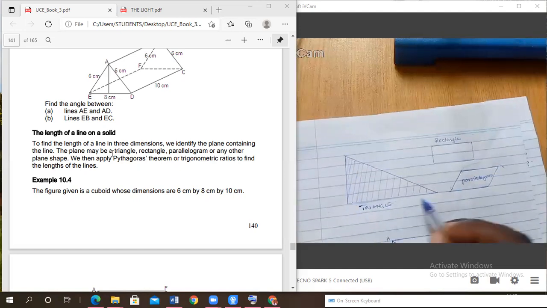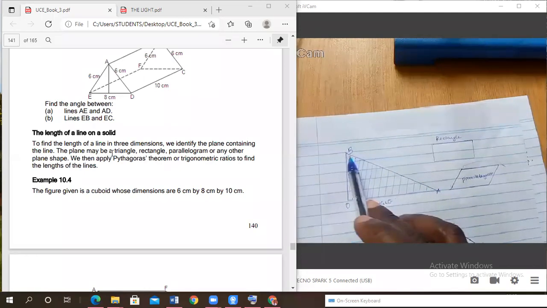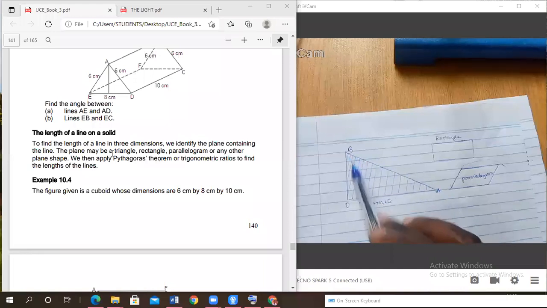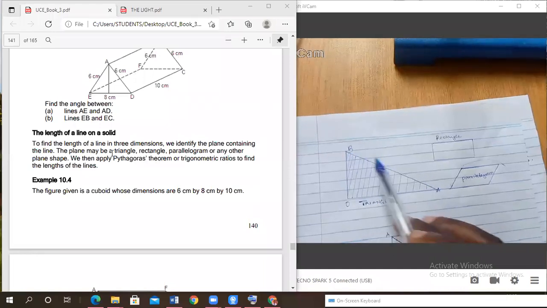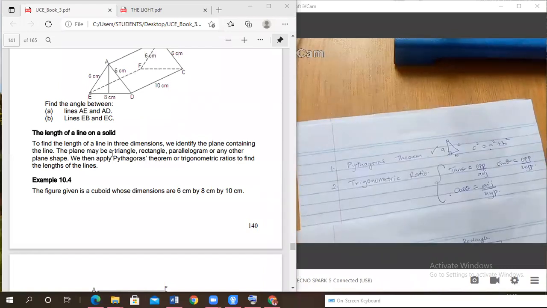So there may be a line. Maybe this is a triangle and they are telling you, if this is O, then this is A, then this is B, to find the length of line AB. So you must know which kind of plane this line is on. Is it on a triangle? If it is on a triangle, then we are going to use Pythagoras theorem or trigonometric ratios.